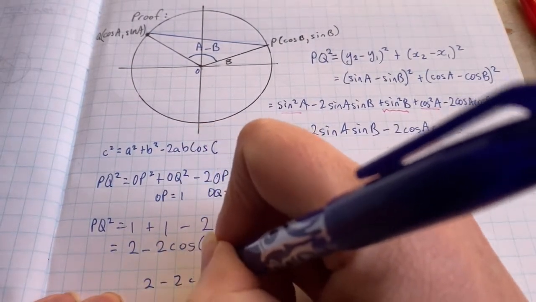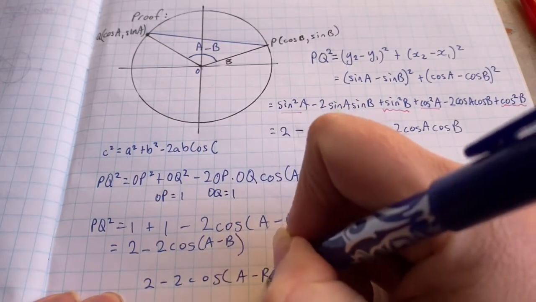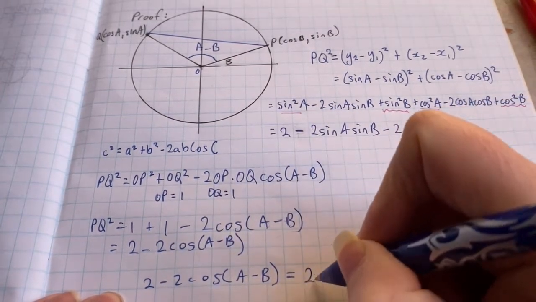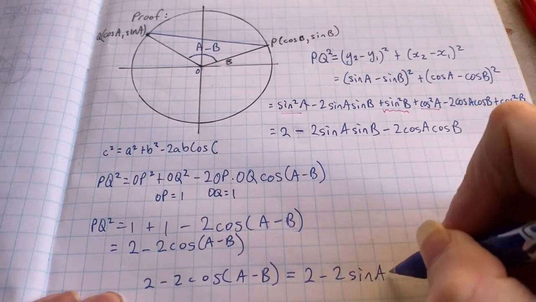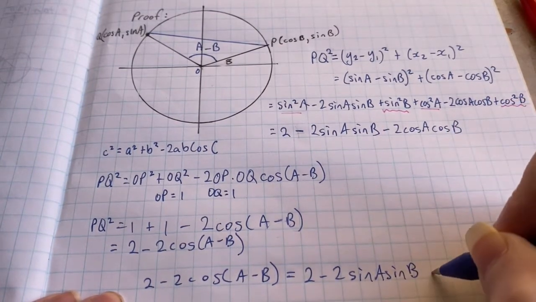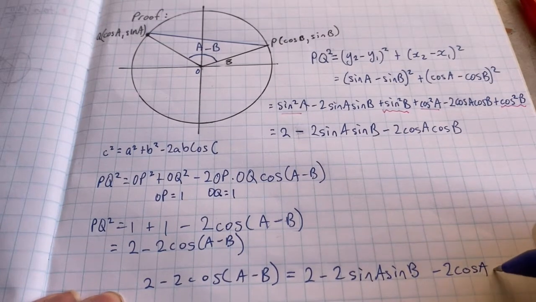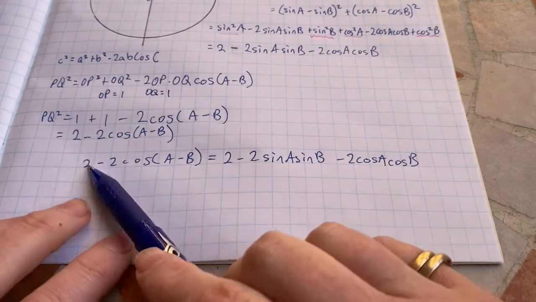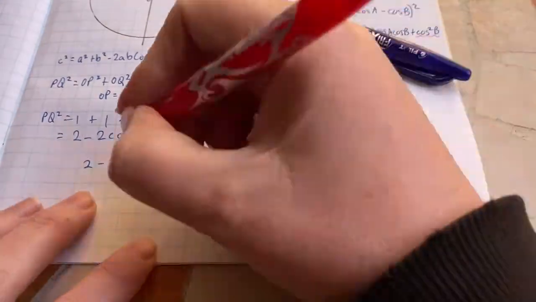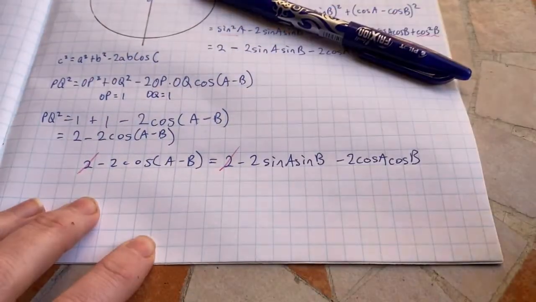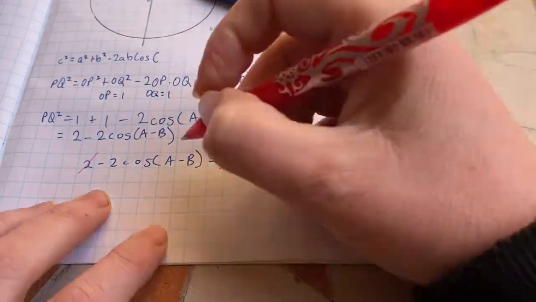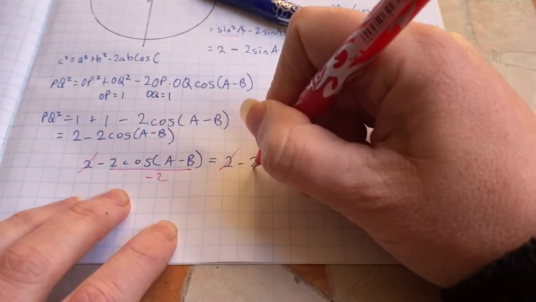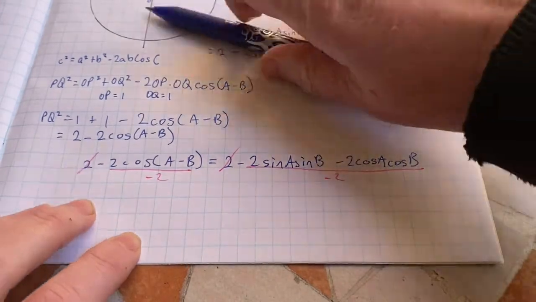So 2 minus 2 cos(A minus B) equals 2 minus 2 sine A sine B minus 2 cos A cos B. Now I suggest you actually pause the video just here and try and simplify that yourself. Okay, so I'm going to minus 2 off each side. I'm just going to do that by crossing them out. And I'm going to divide each side by negative 2, the whole thing by negative 2.